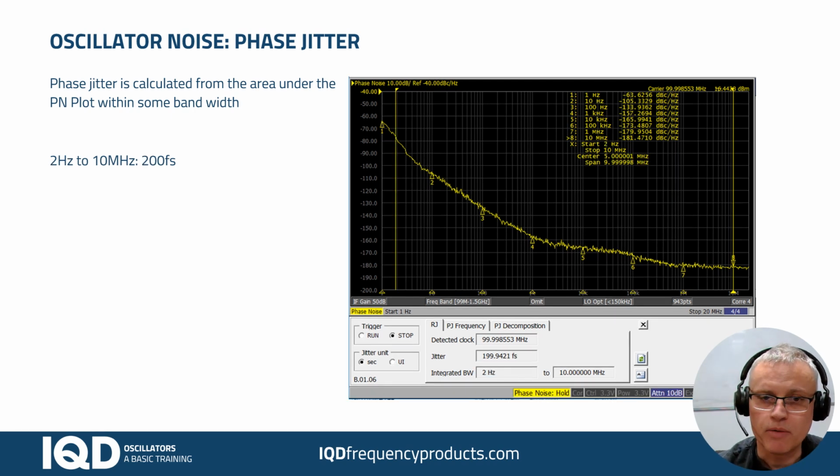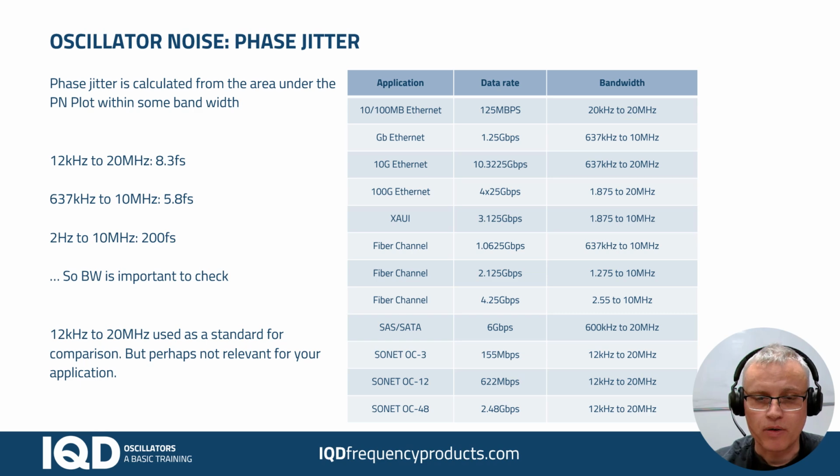And for a third time, let's use exactly the same phase noise plot again, and this time we'll integrate between 2 Hz and 10 megahertz, and we see 200 femtoseconds. So very different results depending on the integration bandwidth. So we've seen the same phase noise plot with 3 different integration bandwidths, and we see 3 very different results for the phase jitter. That tells us that the bandwidth is very important to check.